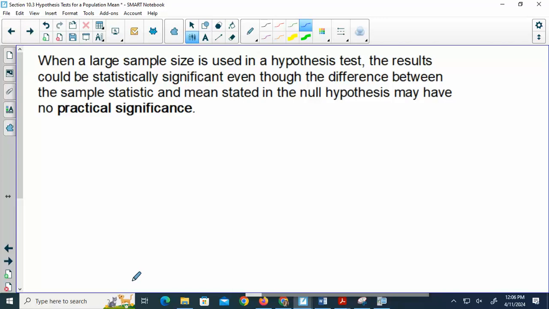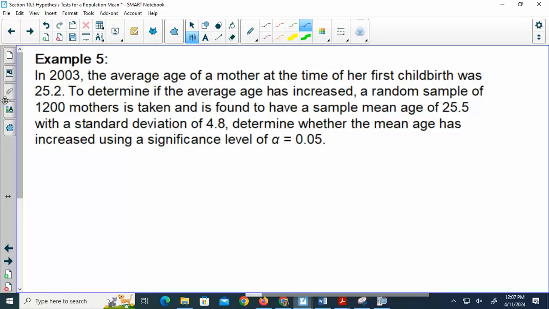All right. So sometimes, if you have a really large sample, the results could be statistically significant, but not have any practical significance. So statistically significant might tell us we reject the null hypothesis, but in practicality, it really wouldn't make a difference. So I just want to show you an example to kind of illustrate what this means.